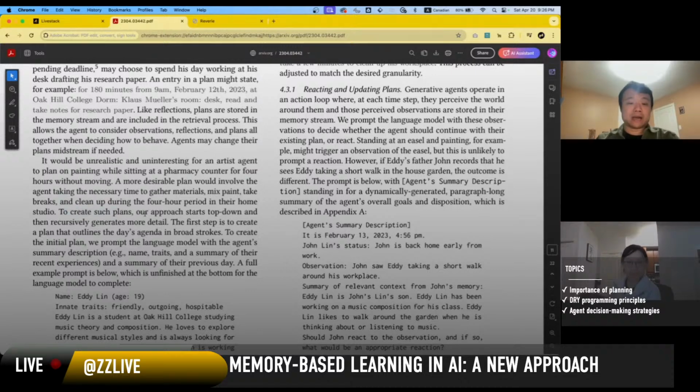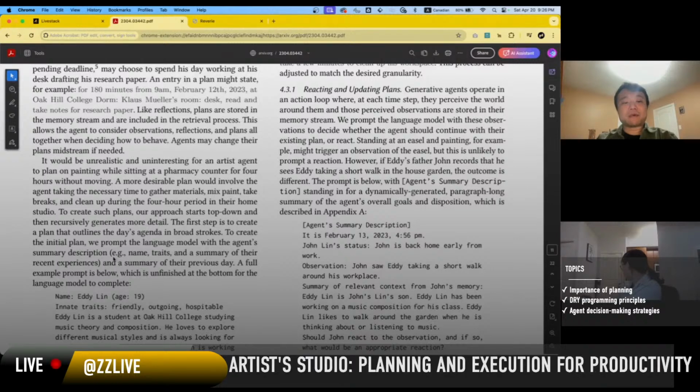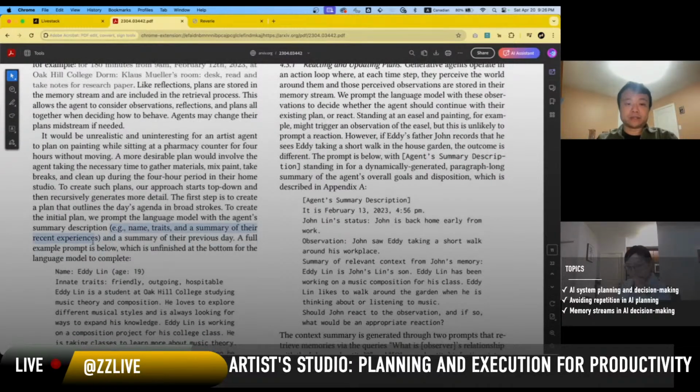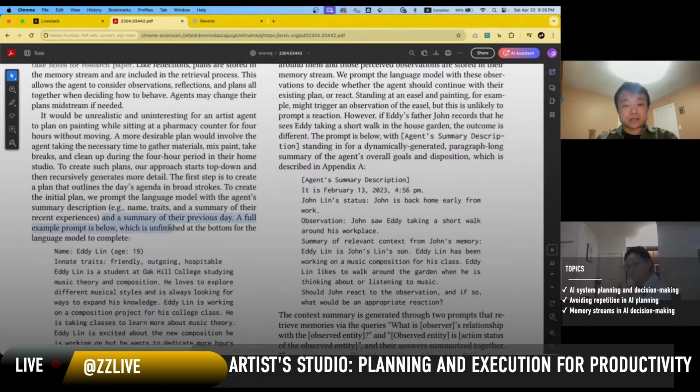To create such plans, our approach starts top down and then recursively generates more detail. The first step is to create a plan that outlines the day's agenda in broad strokes. To create the initial plan, we prompt the language model with the agent's summary description. This includes the prompt, traits, who you are, what your experience is, and the summary of their previous day. Kind of similar to what we're doing, right?